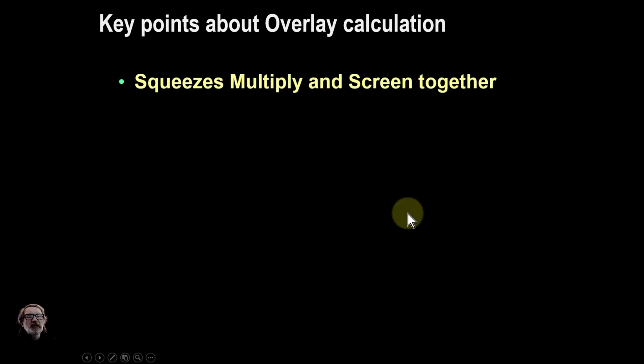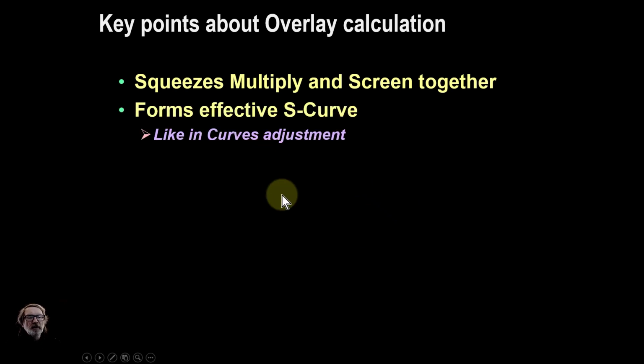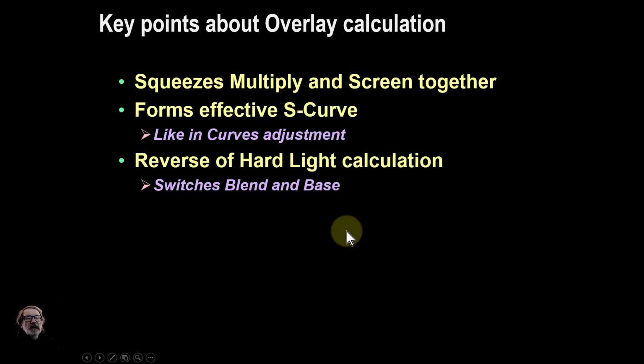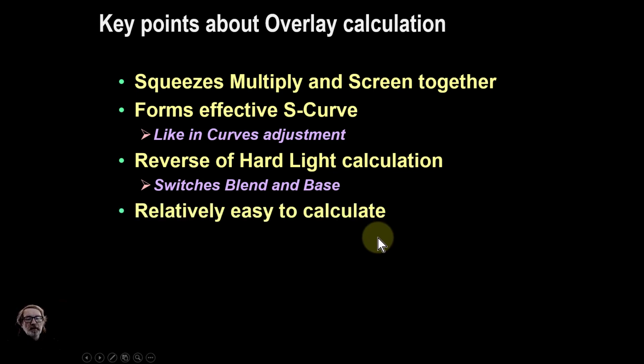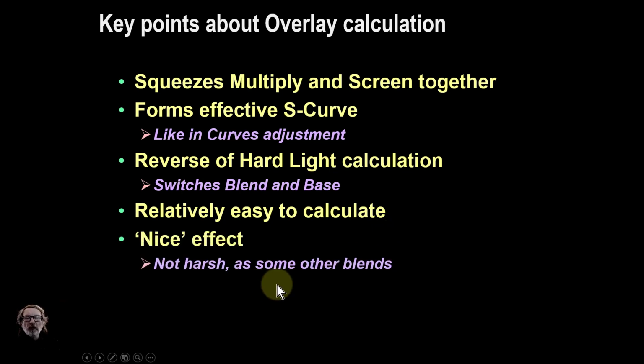Just some key points about that. The overlay squeezes the multiply and screen together, making an S-curve. It is actually the reverse of the hard light calculation, as we'll see when we get to that in a couple of blend modes' time, where effectively all you're doing is switching the blend and base. And it is quite an easy calculation as things go. There are others which have a bit more of the algorithms in there. And the overall effect is quite nice. Overlay is a very popular blend mode because it doesn't bash things up, it doesn't burn things out, and so on.